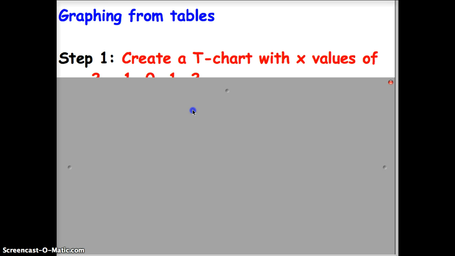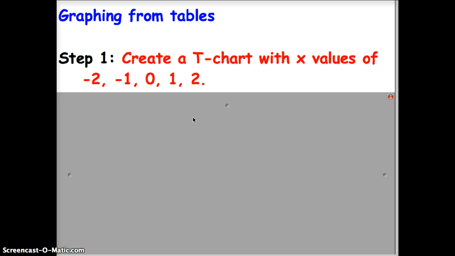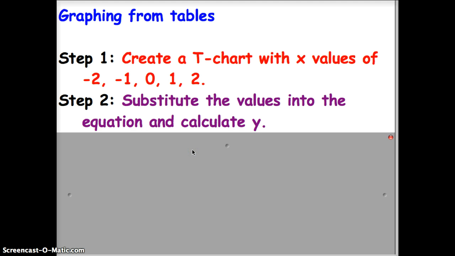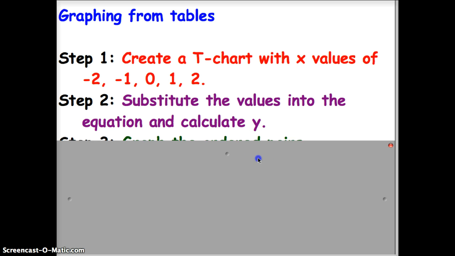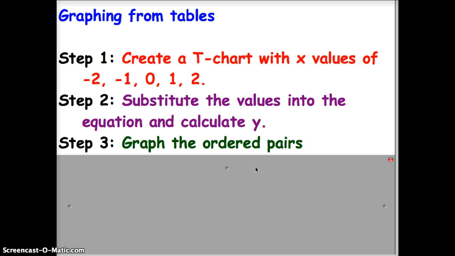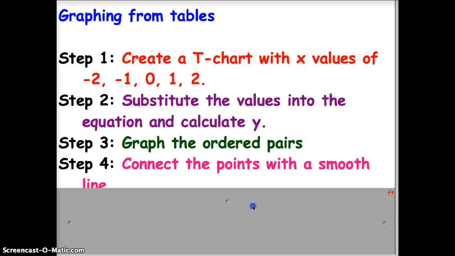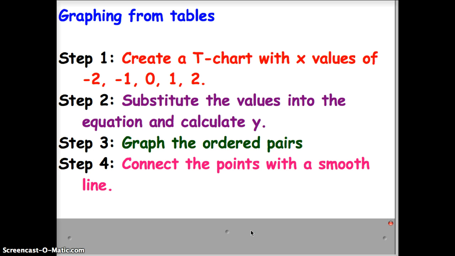We're going to be graphing some of these. So the first steps in graphing these, we're going to set up a table. So step one, you're going to create a t-chart with x values of -2, -1, 0, 1, and 2. Then you will substitute the values -2, -1, 0, 1, 2 into the equation for x and solve for y. Once you've done that, you will graph those ordered pairs. And lastly, you'll connect those points with a smooth line.